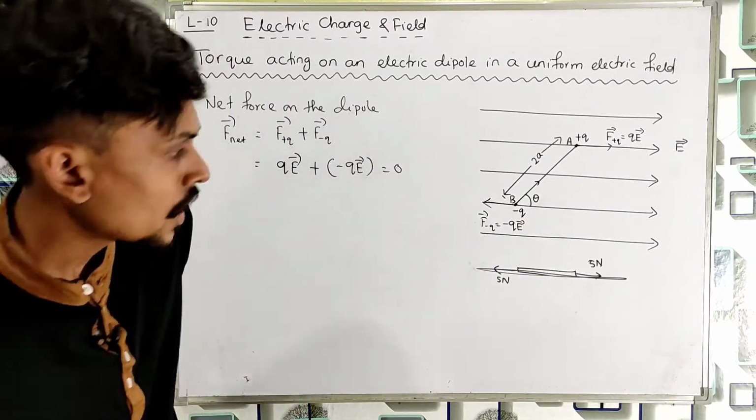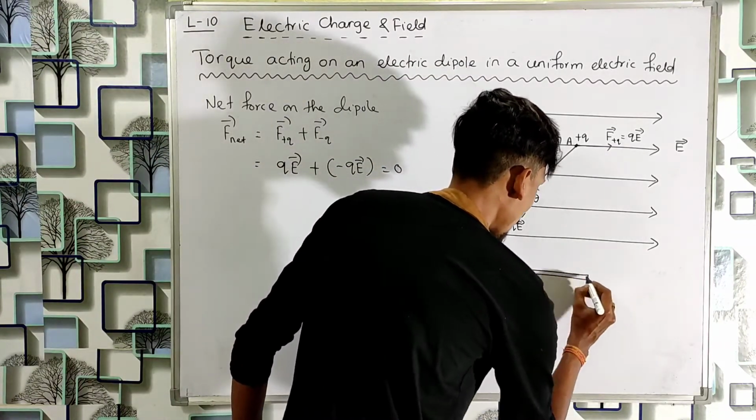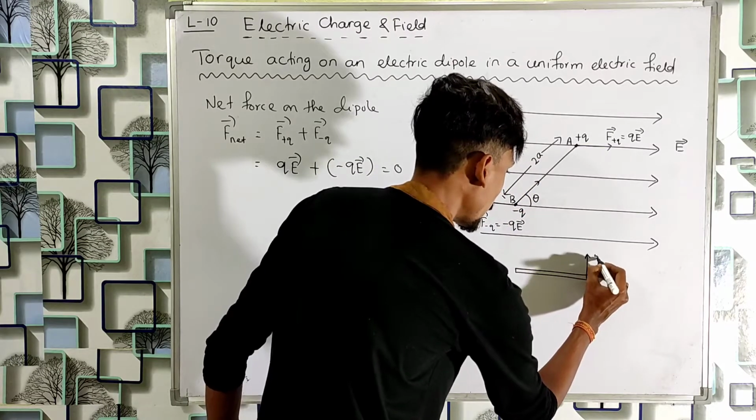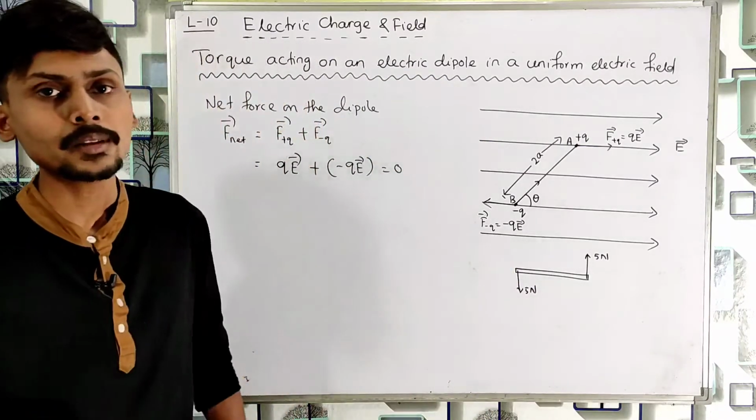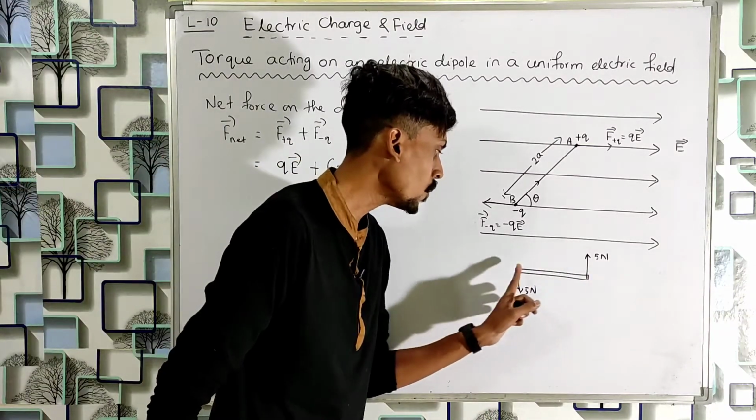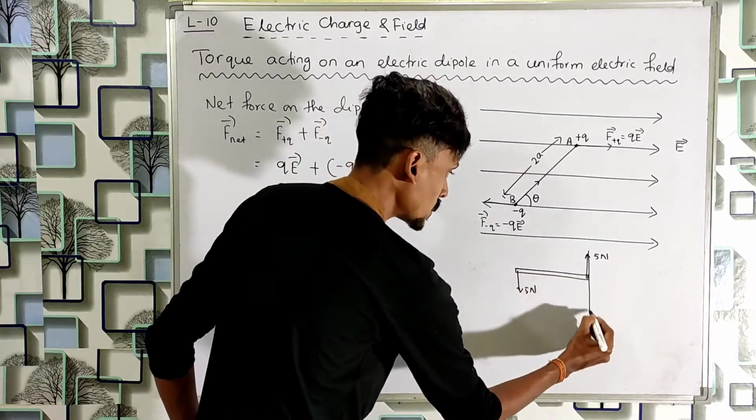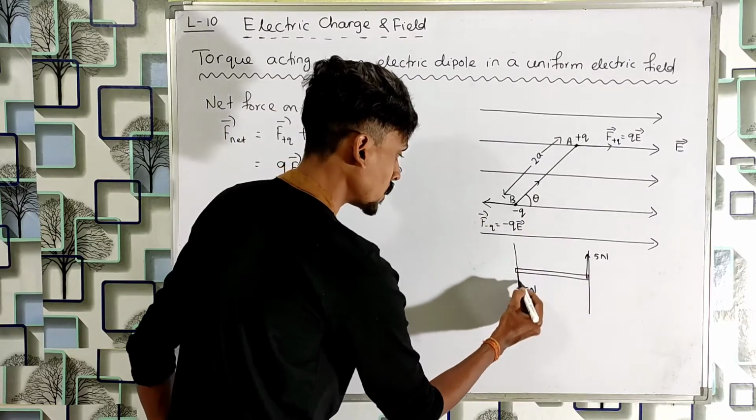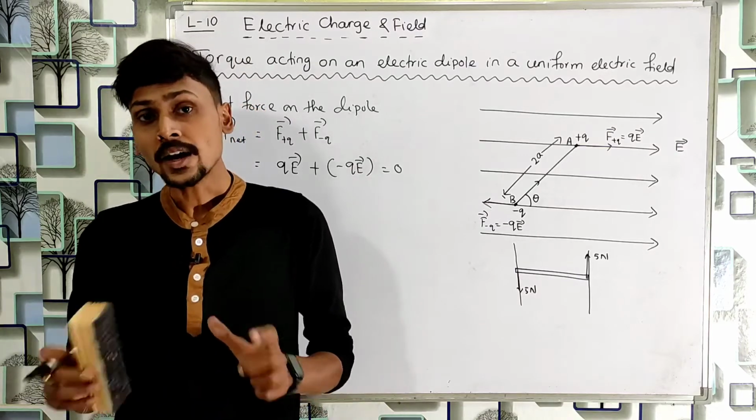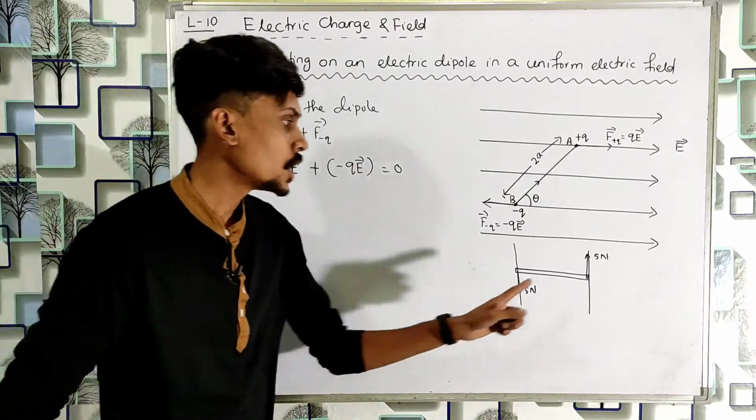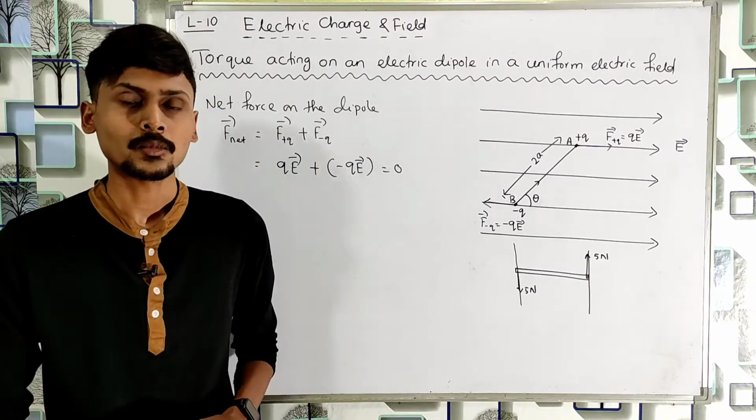But if I apply the same two forces like this, 5 Newton in this direction and 5 Newton in this direction, then what will happen? These two forces now don't have the same line of action. This force is acting along this line and this force is acting along this line. And when we have two opposite forces which don't have the same line of action, they will form a couple, and that couple will exert a torque on the body.